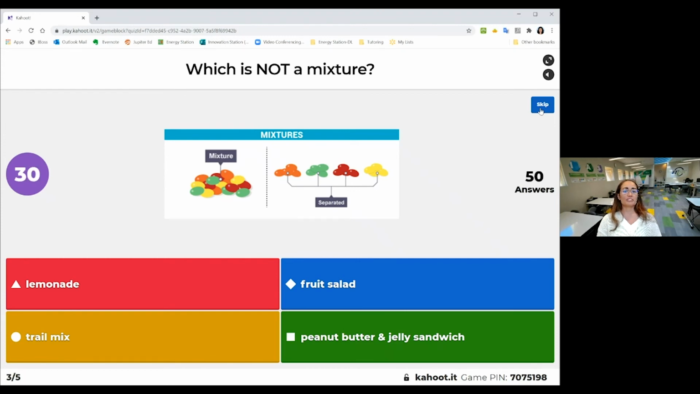If you notice, you have a little picture there that might help us remember the difference between mixtures and solutions, right? So think back to what we had, the mixture. Which one was that in our two glasses? Which one is not a mixture? Is it lemonade, fruit salad, trail mix, or a peanut butter and jelly sandwich? Which one is not going to be a mixture at all? You got over 200 answers coming in.